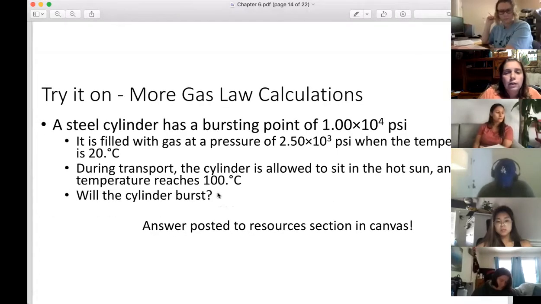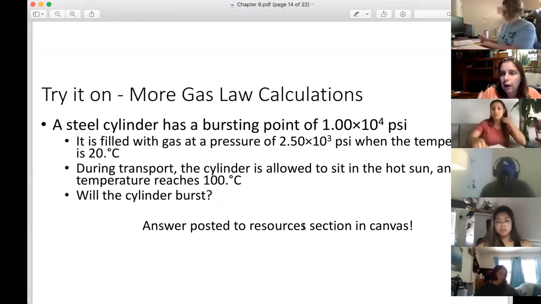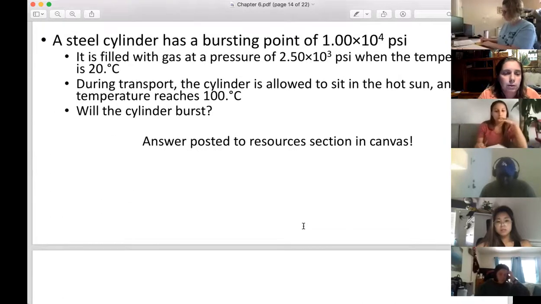So I'm going to let you try one on your own, and tomorrow I will post the worked out math for this one in the resources section.